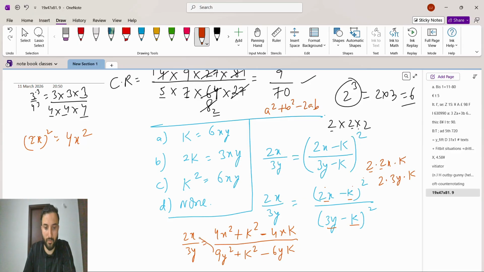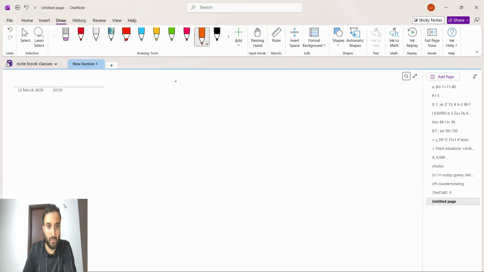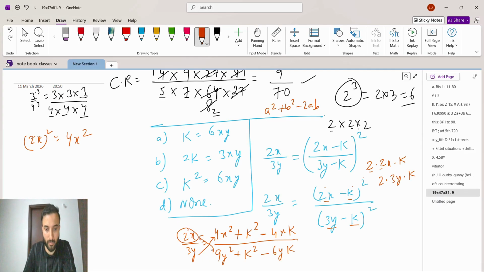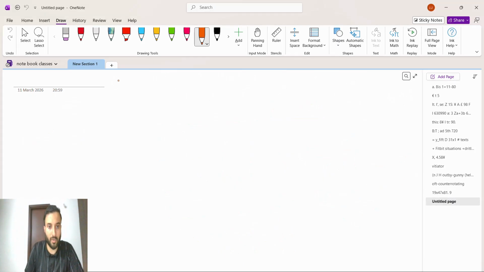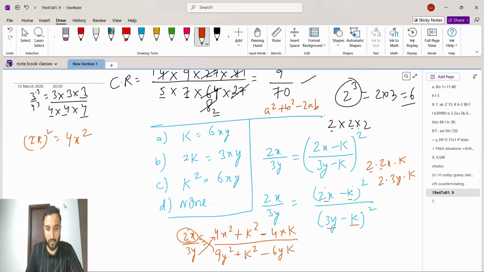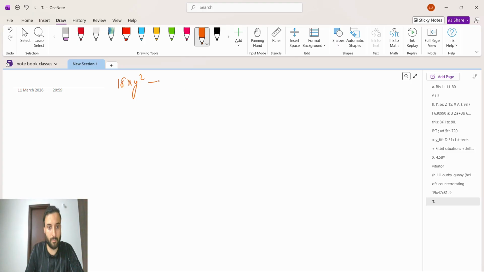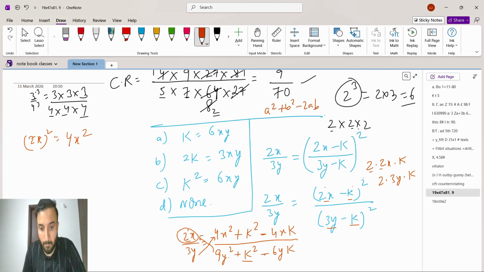Correct. After that, now what will we do? We will do cross multiplication. So 2x will multiply with all. 2x into 9y square is 18x y square. Next, 2x into k square remains the same, plus 2xk square. Next, minus 2x into 6yk, so 2 times 6 is 12xyk.